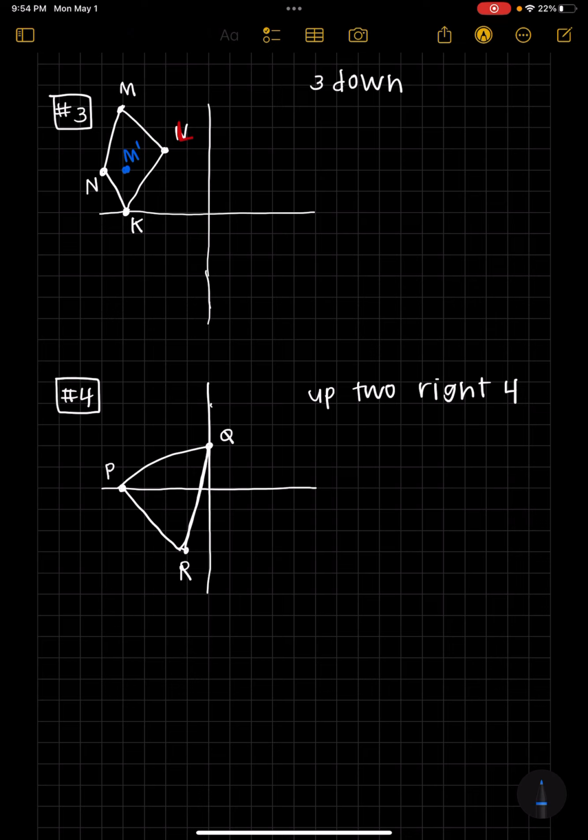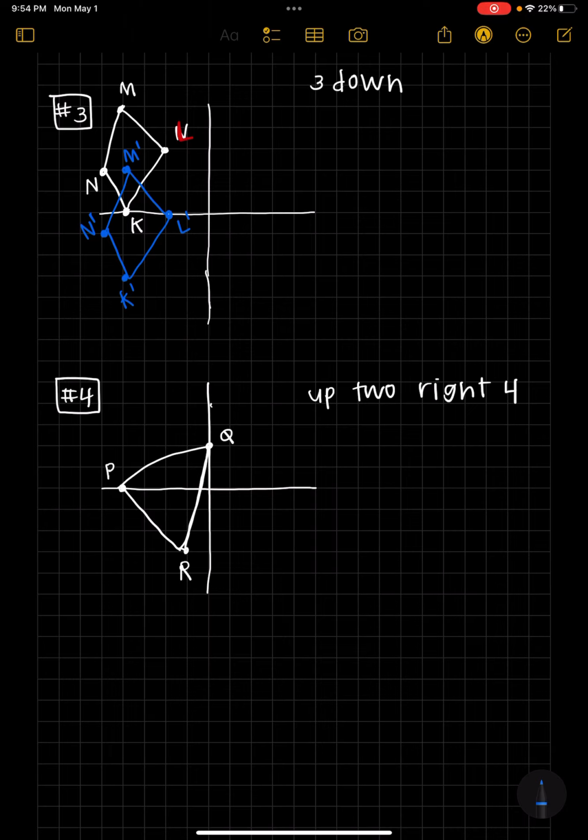Now let's do that same thing for N. N, I'm going to take down 3 and name it N prime. Then let's do the same thing for K. We could take K down 3 points. We name it K prime. And then let's take L down 3 points and name it L prime. And now all we have to do is connect the dots. And that's our new shape. It looks exactly the same, but we just shifted it down 3.